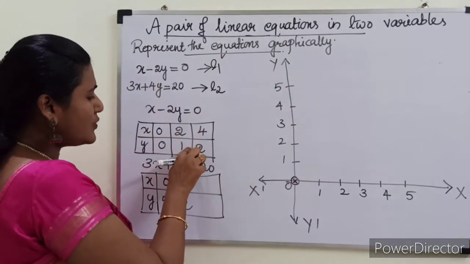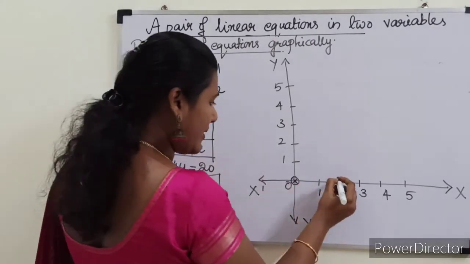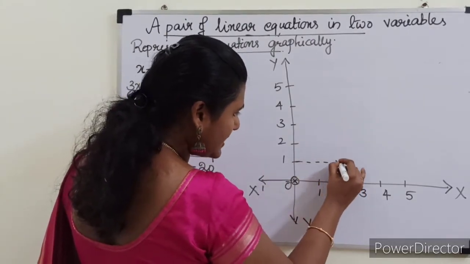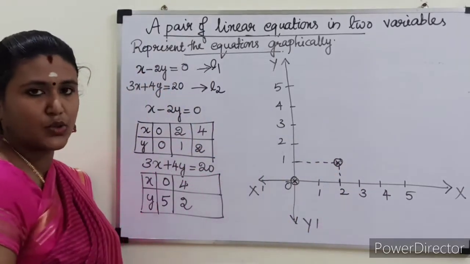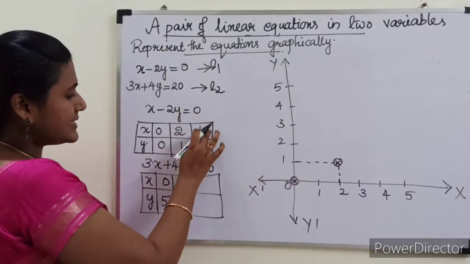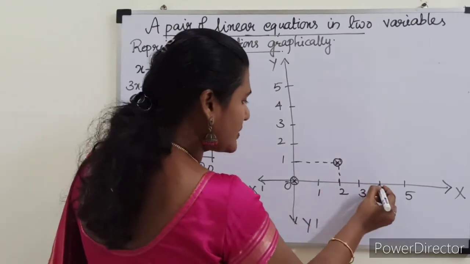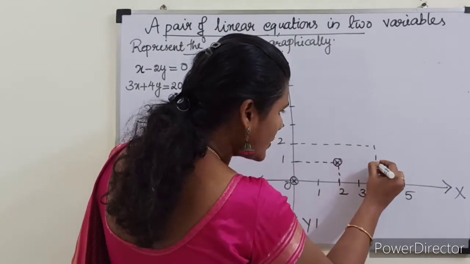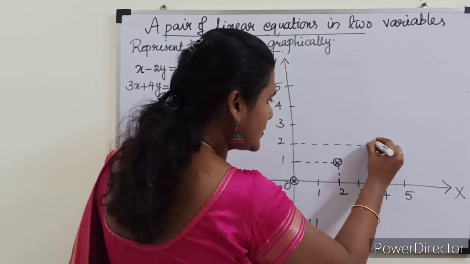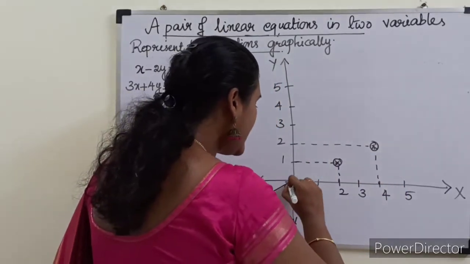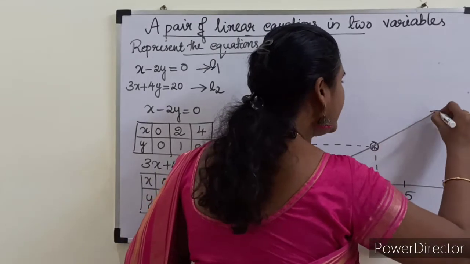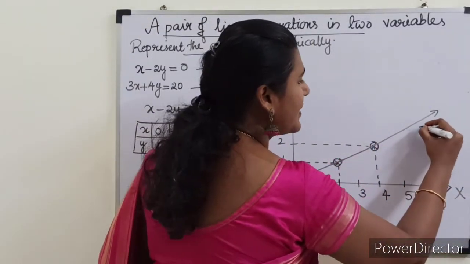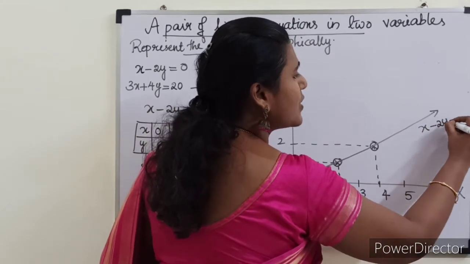Then the second solution is x is 2, y is 1. So this point is the second solution. And the next, third solution is (4, 2), so x is equal to 4, y is equal to 2. So this is our solution. If you join these three points, we will get the graph of the first equation. So this is nothing but x minus 2y is equal to 0.